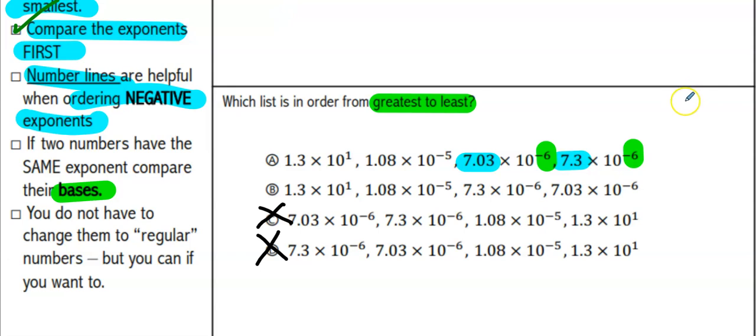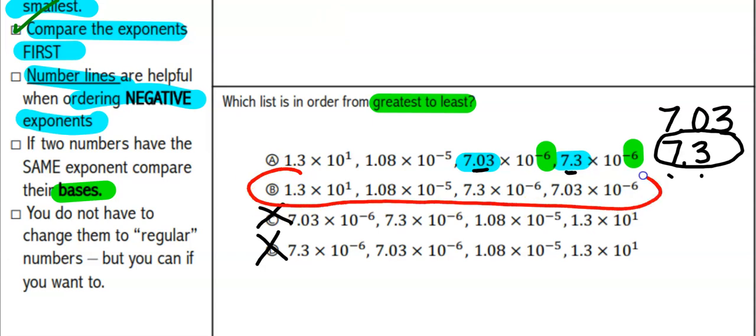If we're having trouble figuring that out, I can line them up, 7.03 and 7.3, and we can compare by place value. They both have a 7 in the ones place, but 7.3 has a 3 in the tenths place, where 7.03 has a 0. So this is actually going to be the larger number. So this number here is going to come before this one. So if you look below, we've got the correct order, 7.3, which is greater than 7.03. So our correct answer is going to be B.